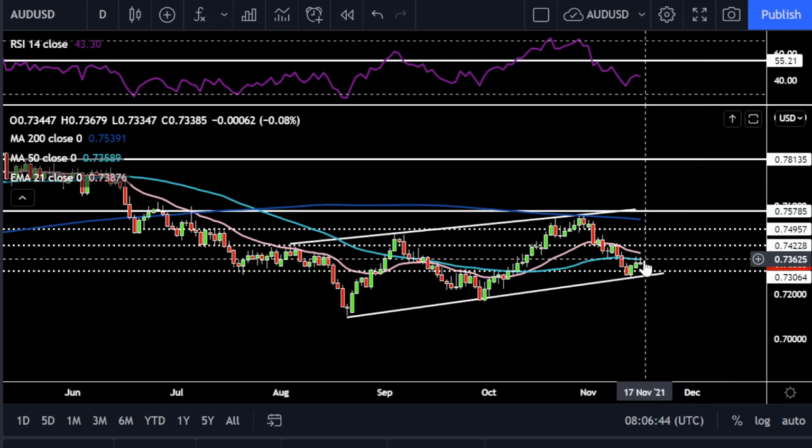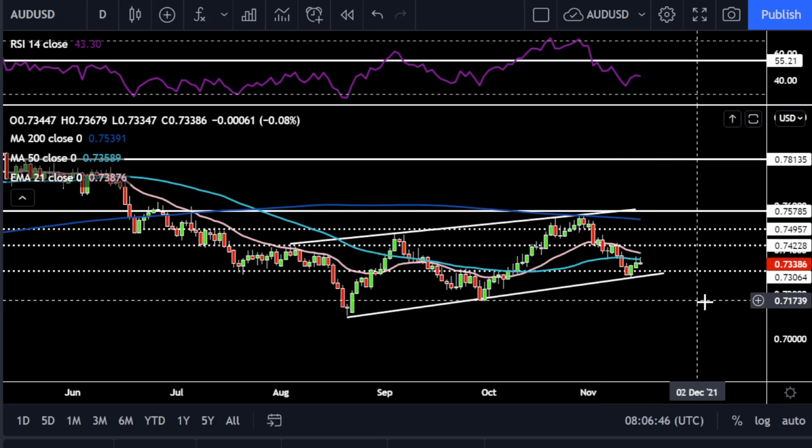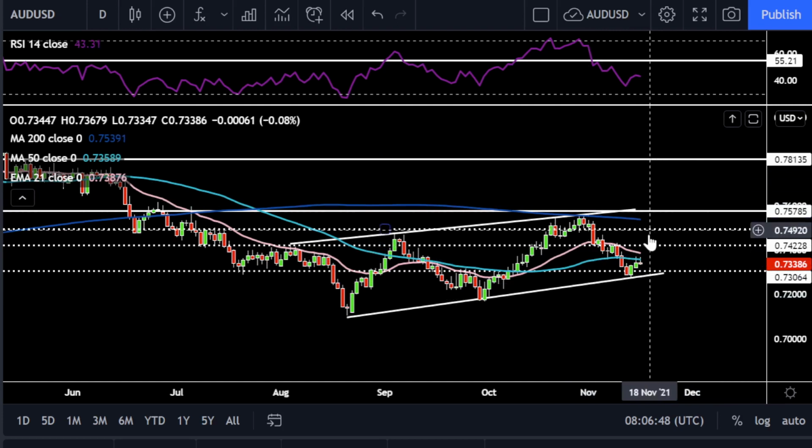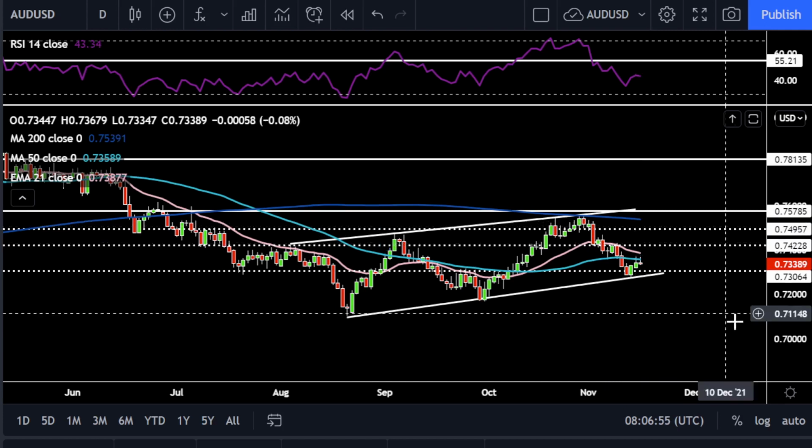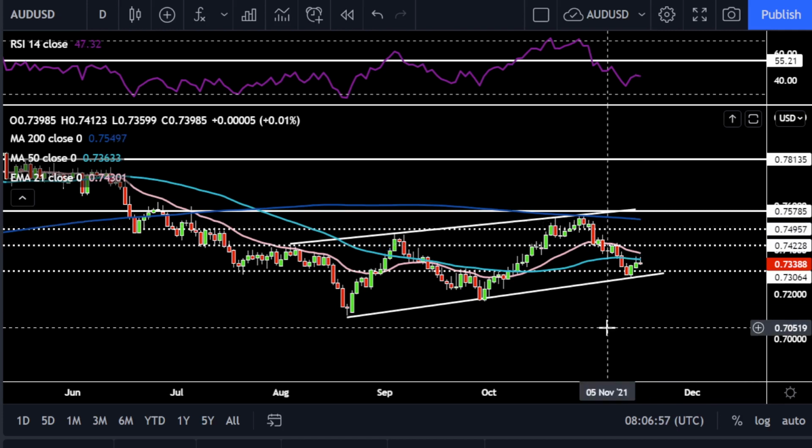The 50-day simple moving average is a bit of resistance, as well as the 21-day exponential moving average. If we can break through that, 0.742 resistance opens up, and above there we've got 0.75, which would be quite close to the 200-day simple moving average.